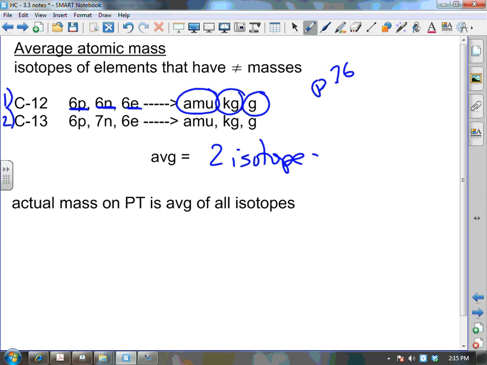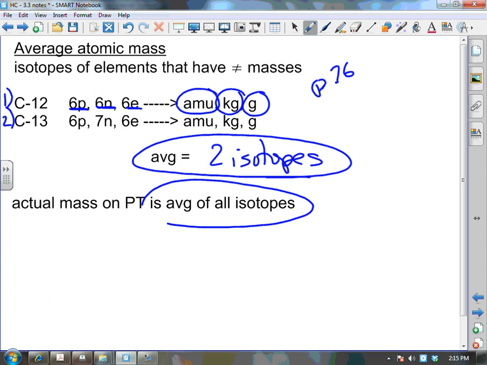Well, then we're going to get an average. We're not going to put on a periodic table every single carbon isotope's numbers. We're not going to put on the periodic table every single oxygen isotope's numbers. What's on the periodic table is actually an average of all the isotopes. Because otherwise our periodic table would be pretty huge, with all these numbers listed.